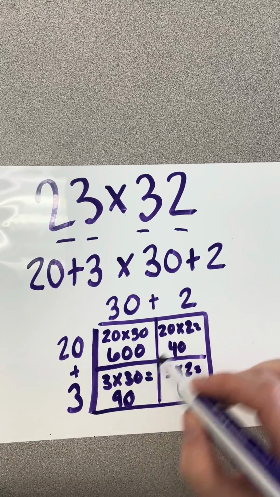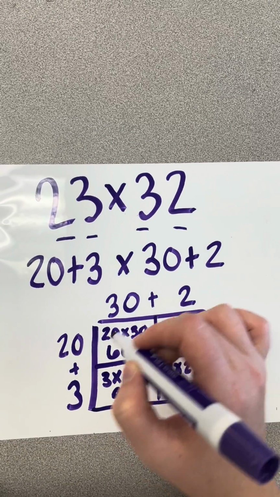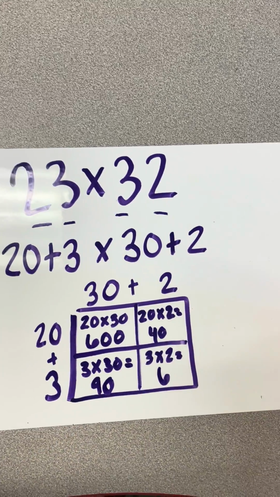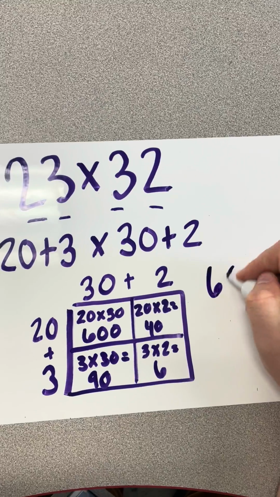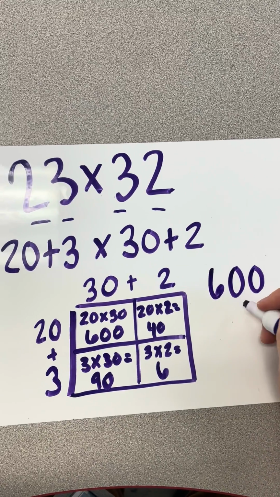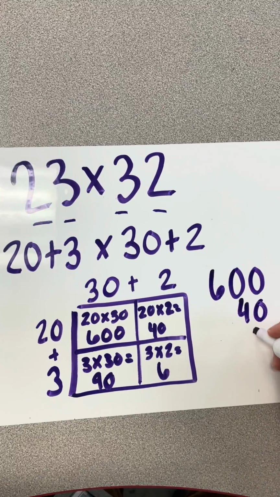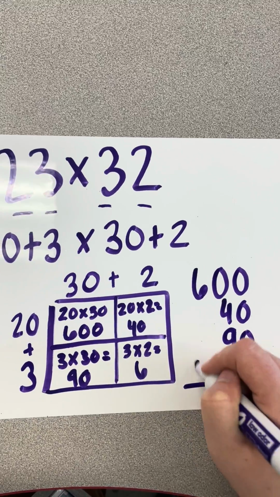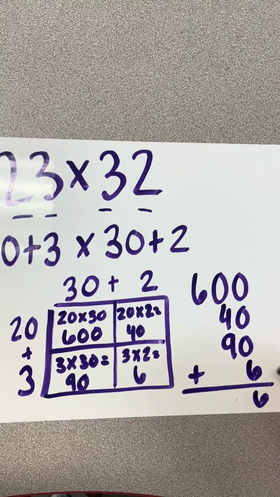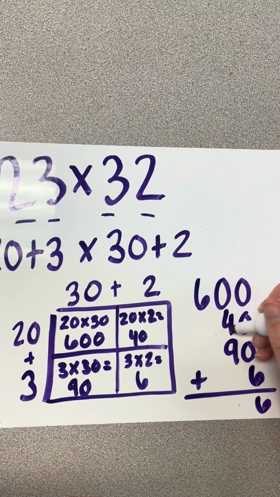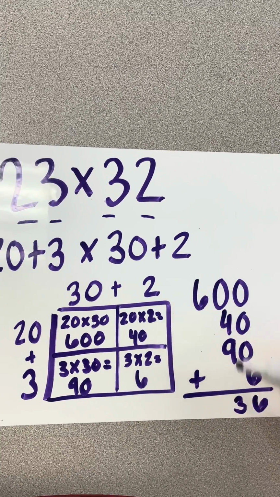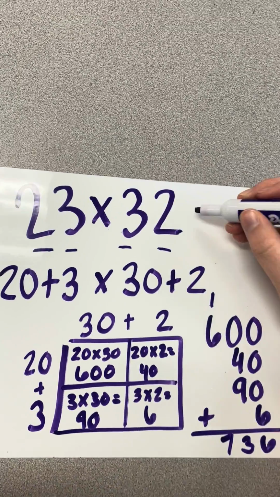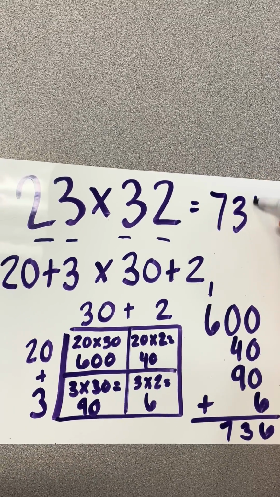Now that each of these are completed, these would be the 4 partial products. We can't stop there. We have to add them up. So I'm going to put them in stacked form: 600 plus 40 plus 90 and 6. We're going to add that up. 6 ones. 9, 10, 11, 12, 13. So we have 13 tens, so we have to carry that 1, and we'll get 736.